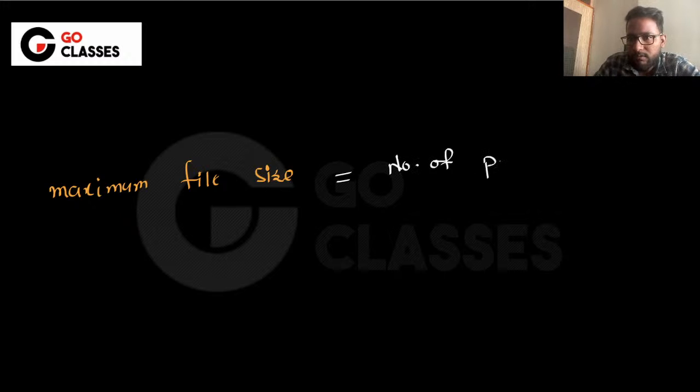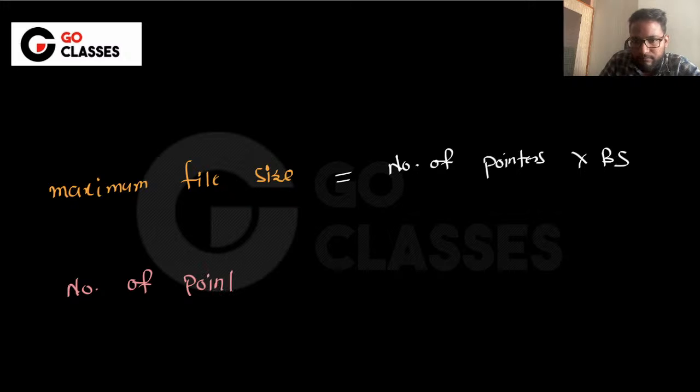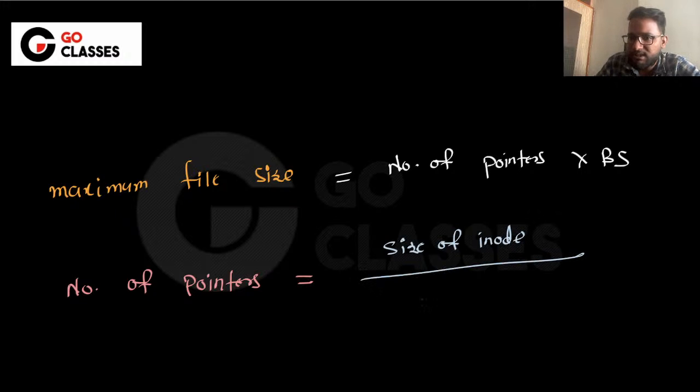See, the maximum file size is basically number of pointers into block size. And now if you calculate this number of pointers, that depends on inode size, size of inode upon pointer size. I mean, address size of address blocks, or something like that, right?